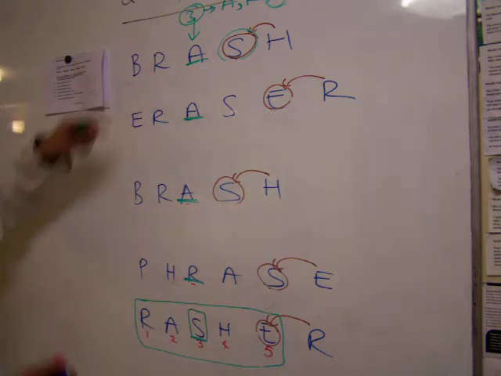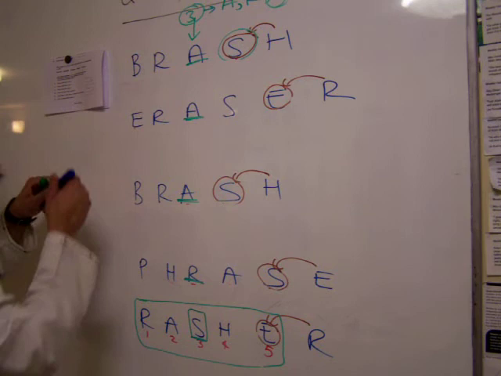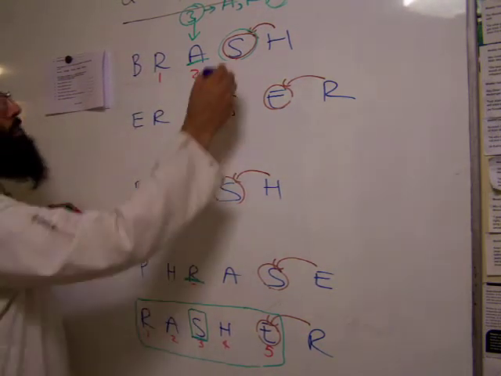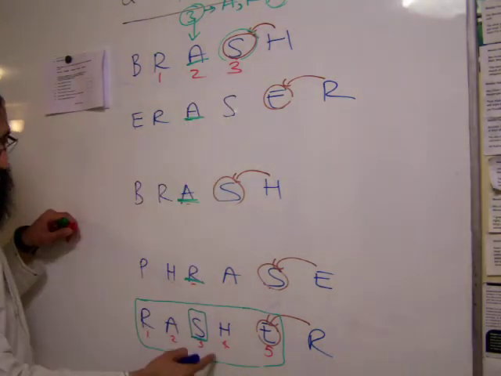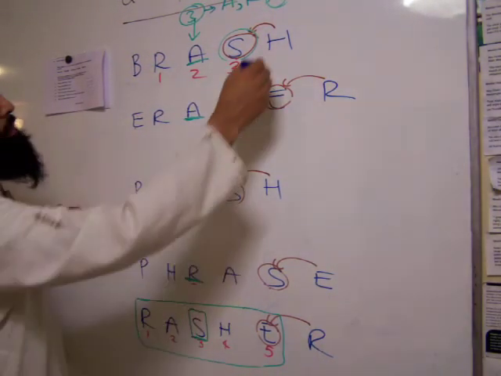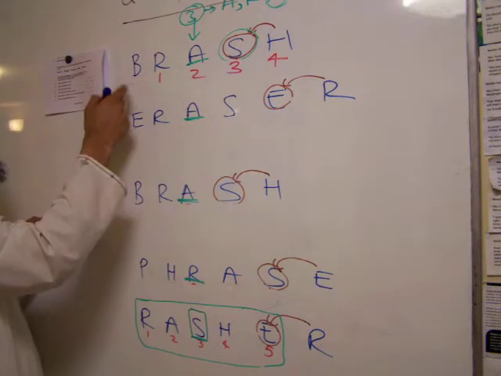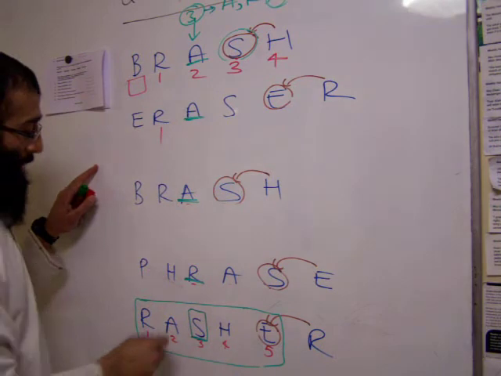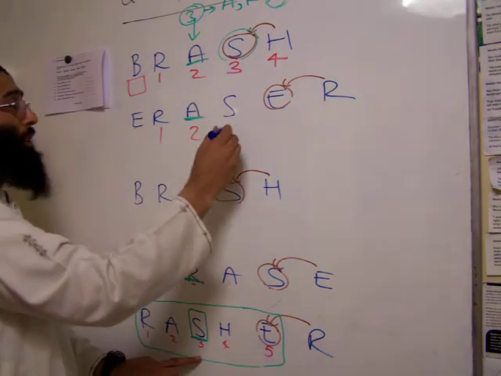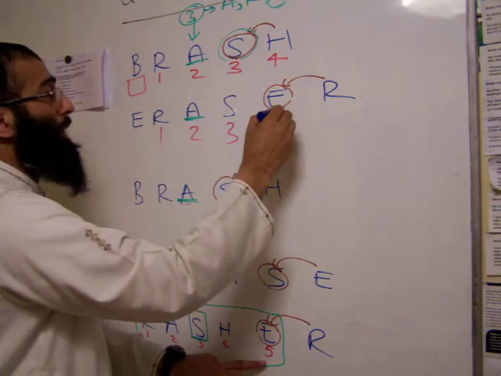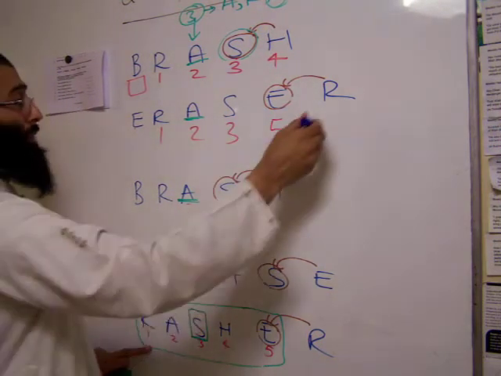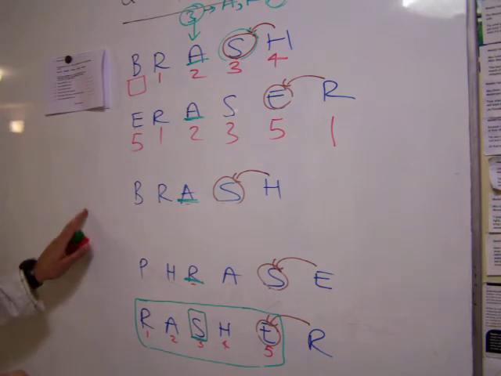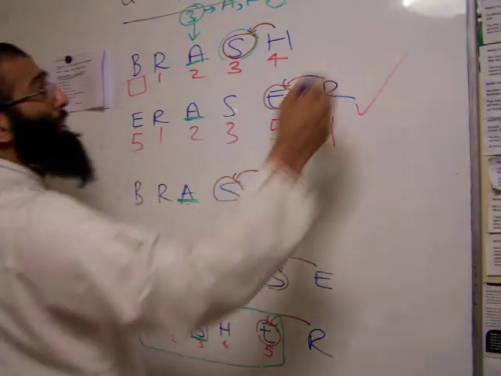So let's have a look at the first one. R is a 1. A is a 2. S is a 3. As we just verified, H is a 4. Okay, we don't know what that one is at the moment. Next, R is a 1, and then 2, S is a 3, E is a 5, R is a 1, and E is a 5. Okay, so that code's been done completely.